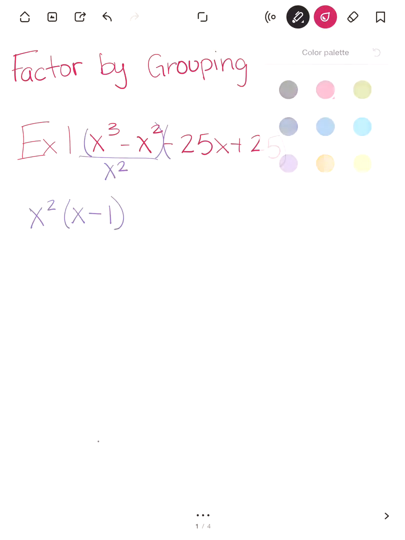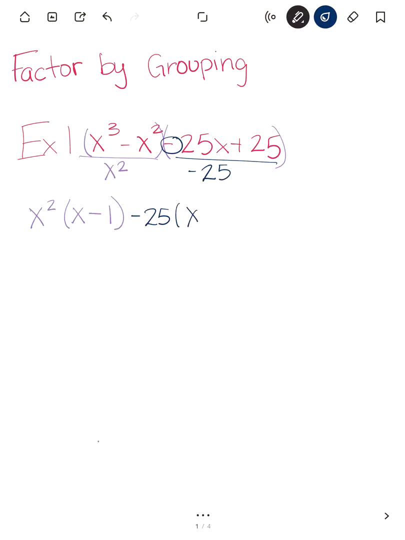I'm going to do the same thing on the second side. I have negative 25x plus 25. We notice they're both divisible by 25. If in the second group this number is negative, I'm going to divide by a negative number. If it's positive, I divide by a positive number. So I'm going to factor out a negative 25. My GCF is negative 25. Negative 25x divided by negative 25 is a positive x. 25 divided by negative 25 is a negative 1.